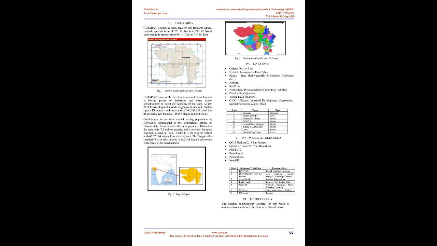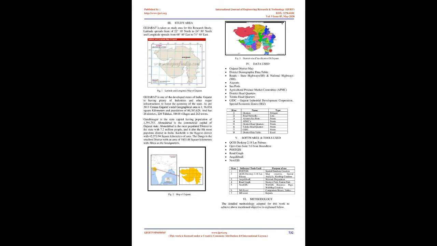Gujarat is taken as the study area for this research study. Latitude spreads from 22 degrees 10 minutes north to 24 degrees 50 minutes north, and longitude spreads from 68 degrees 40 minutes east to 74 degrees 40 minutes east. Fig. 1. Latitude and longitude map of Gujarat.